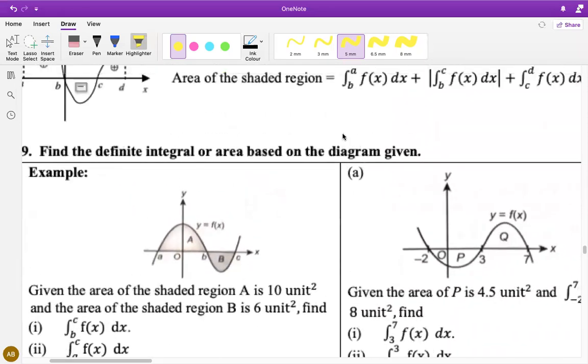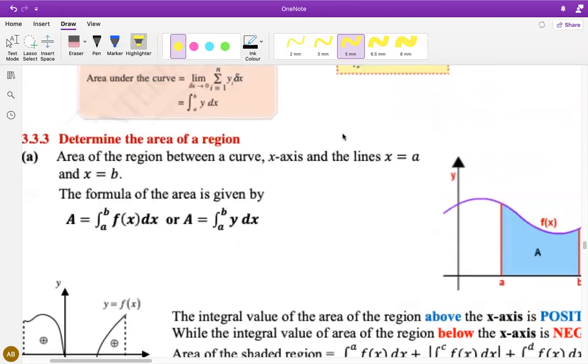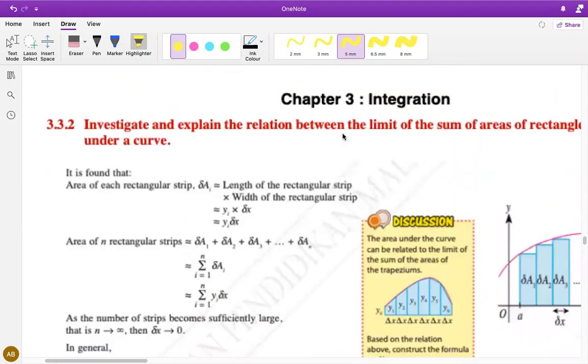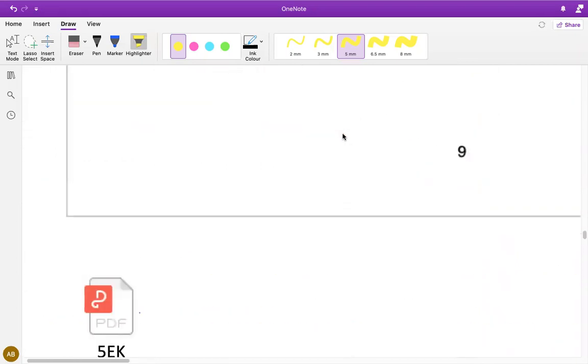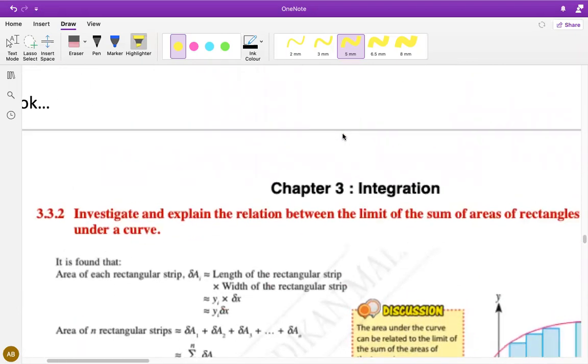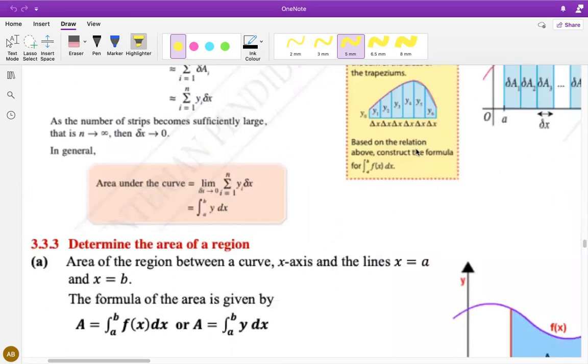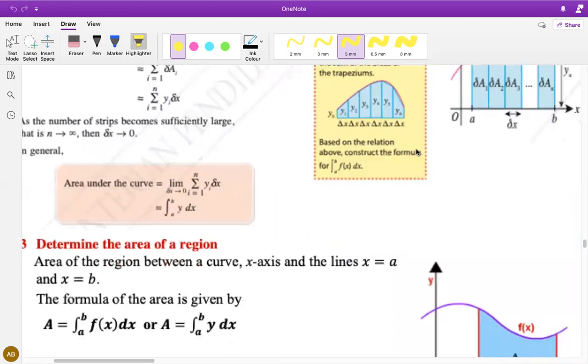Okay, so we're going to learn about area, right? 3.3.2. Okay, so I will cut the theory part short, how to get the formula of integration to find an area under the curve. So you just need to know, okay?